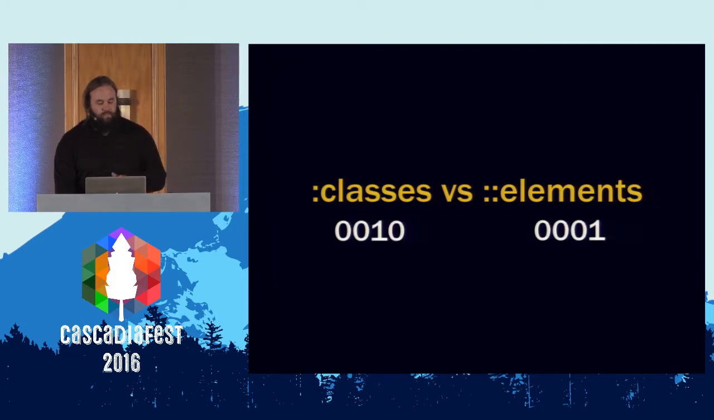In terms of specificity, a pseudo-class has the same as a regular CSS class, which is 0, 1, 0, or 10, and a pseudo-element has the same as an HTML element, which is just 1.